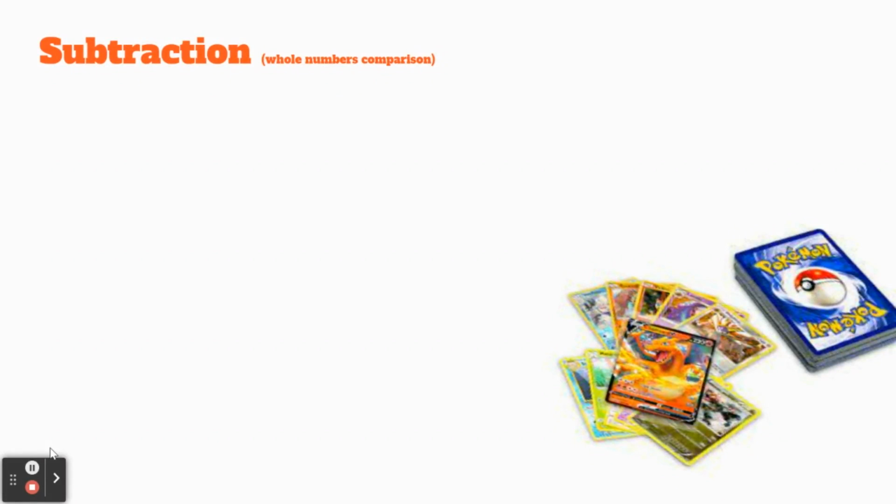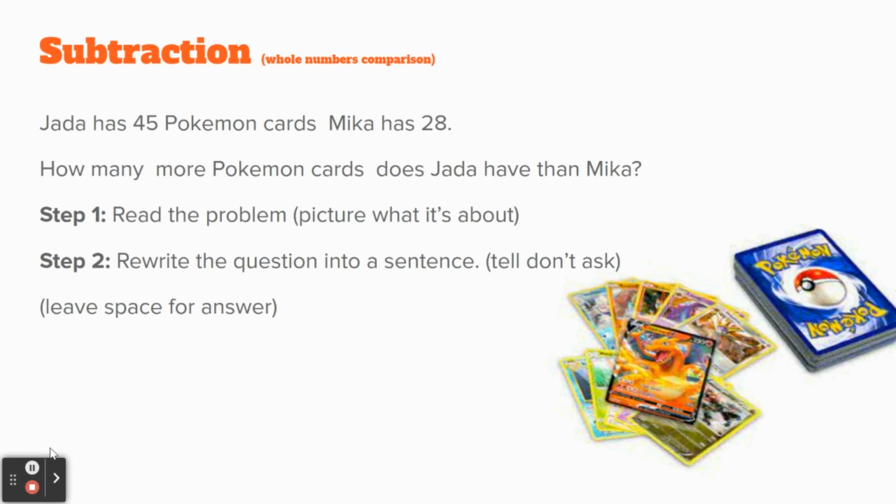Let's go. We're going to get started with the subtraction problem. This is a wonderful problem that you can use in your early elementary classes with your kiddos. Of course, it has Pokemon cards, but kids don't like Pokemon. So let's go ahead and do step 1, which is to read the problem and to picture what it's about. Then we're going to do step 2, which is to rewrite the question into a sentence.